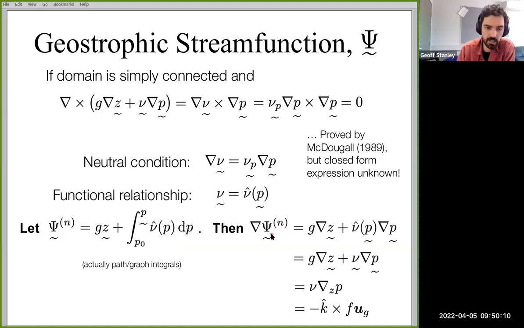Now just check that it is exact. You take its gradient, and you get g grad z. That's one of the terms we want. And then you do Leibniz. So you get the gradient of the upper limit of integration, and then you get the integrand evaluated at the upper limit of integration. Now you use the neutral relationship: nu hat of P is just nu. And that's exactly what we want. It gives you the geostrophic velocity.